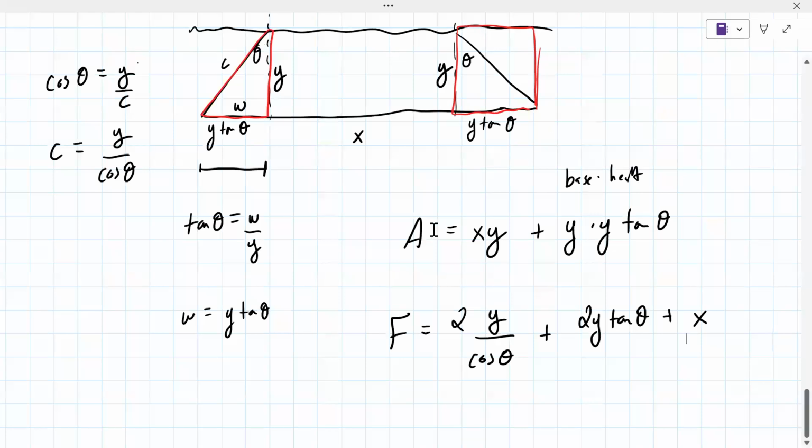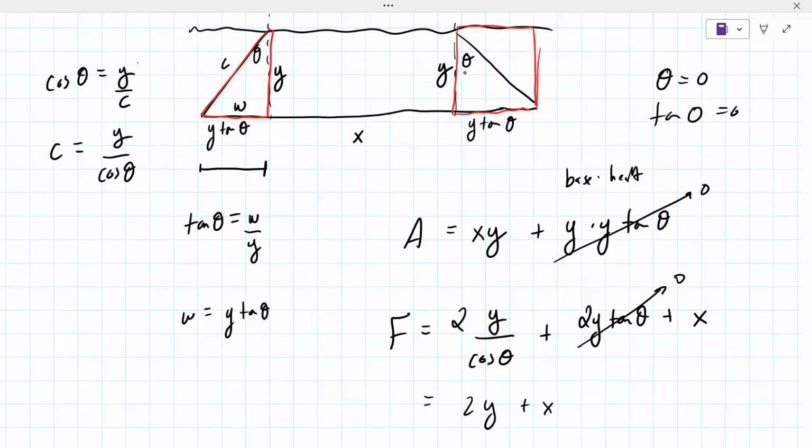But the reason I think the angle is 0 in these problems is because the tangent of 0 is 0, so this whole term drops out. Same with this one. This simplifies to 2y plus x, which is what you're used to. Got it. But there's a lot more to it.